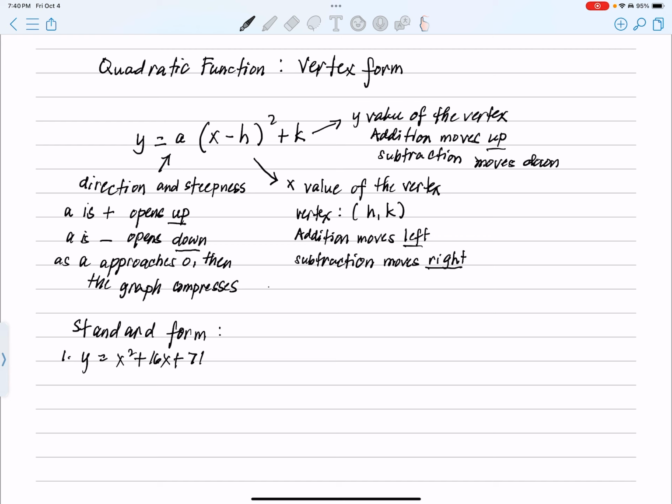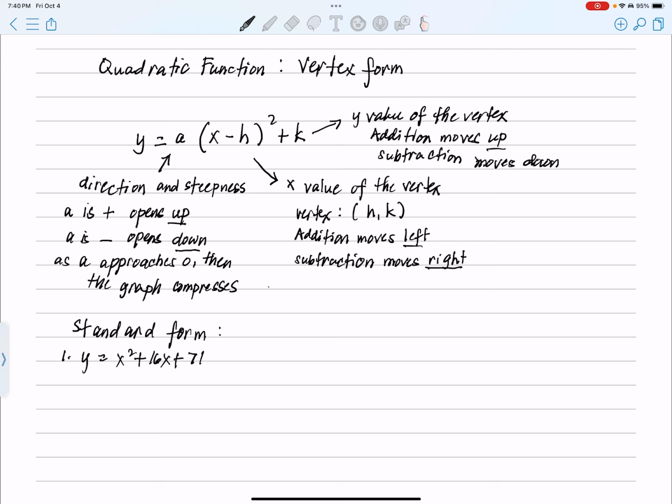Okay? If A is positive, then that means the parabola opens up. If A is negative, the parabola opens down. As A approaches 0, then the graph compresses. Well, the H is the x value of the vertex, where the vertex is h comma k. Okay? So when it's addition, it moves to the left. When it's subtraction, it moves to the right.